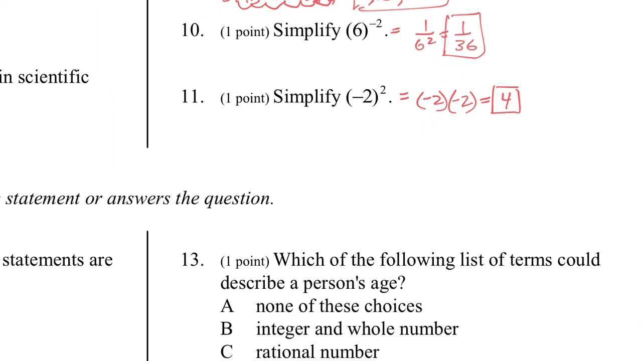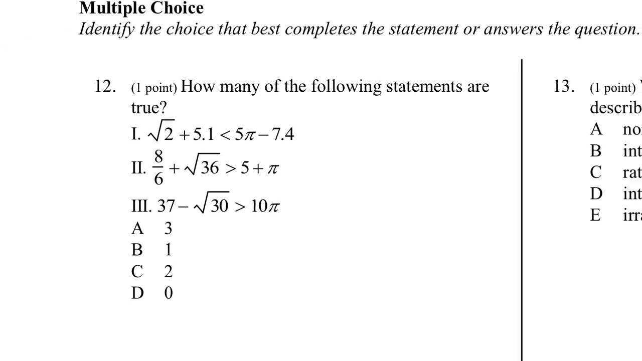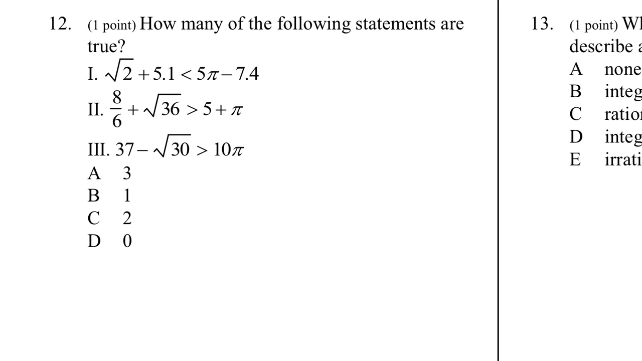And let's see. We need number 12. How many of the following statements are true? Without a calculator, too. Well, the square root of 2 plus 5.0. What times itself is 2? It's going to be between 1 and 2. You can call it 1.5. It's too high. 1.5 is too high.